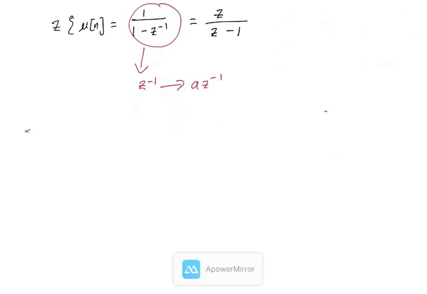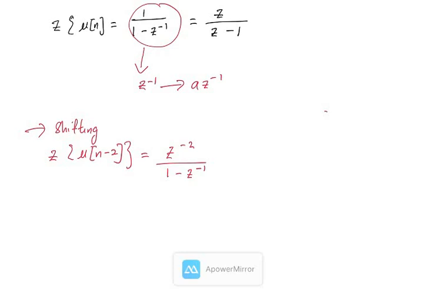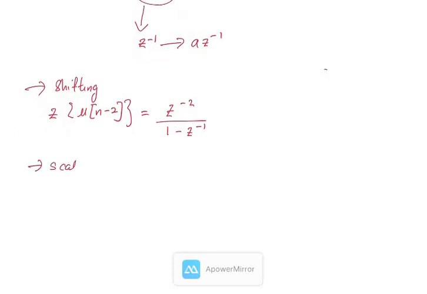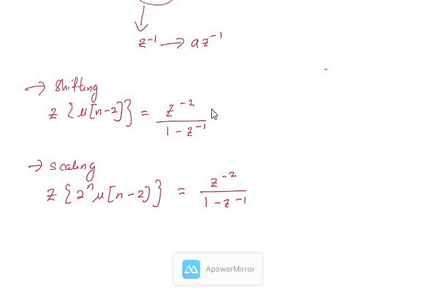First of all, we do the shifting first. To do the shifting, the z transform of unit step n minus 2 gives z power of minus 2 divided by 1 minus z power of minus 1. And then next is the scaling. For scaling, the z transform of 2 power of n u[n minus 2] is equivalent to z power of minus 2 divided by 1 minus z power of minus 1. So we copy this from the top, with the condition that z power of minus 1 will be substituted with 2z power of minus 1.